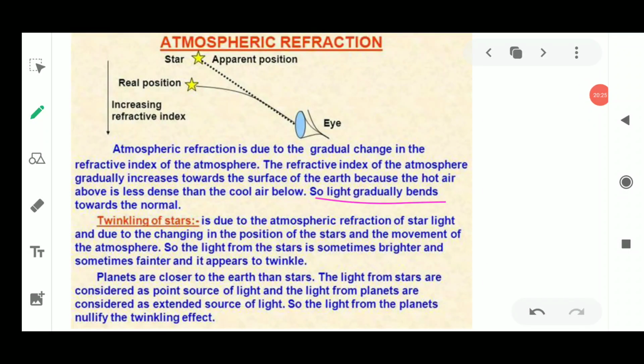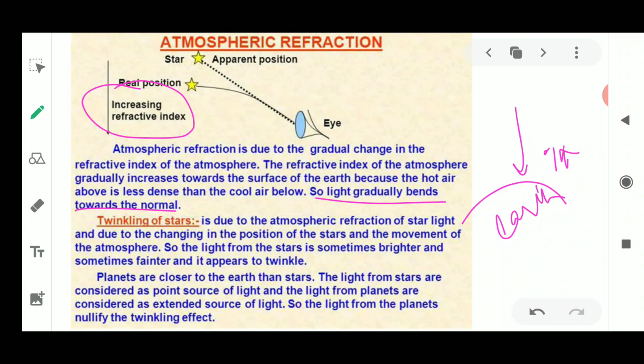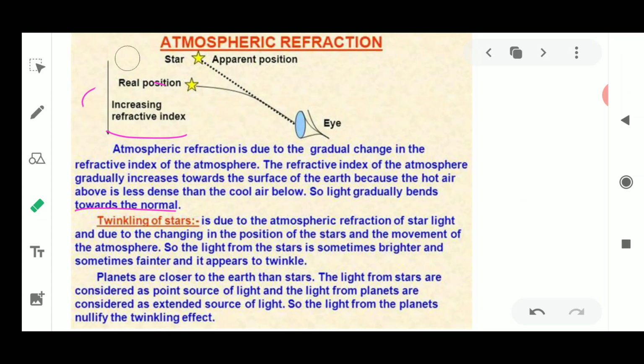So here what is happening is the light is going to bend towards the normal. And why is it bending towards the normal? Because the refractive index is going to increase as we reach towards the earth's surface. The density is going to increase, as the cold air is present, as compared to the density above the earth's surface. So when the density has increased towards the earth's surface, the light ray which is entering is going to bend towards the normal. Now we go on to the twinkling of stars in detail.